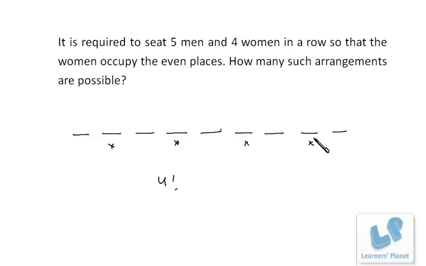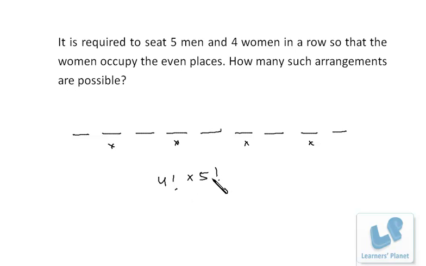And for the last woman, there is a single choice. So 4 women can sit or can take 4 places in 4 factorial ways, right? Now, we have 5 men and we are left with the 5 positions. So 5 positions, 5 men, they can be arranged in 5 factorial ways, right?